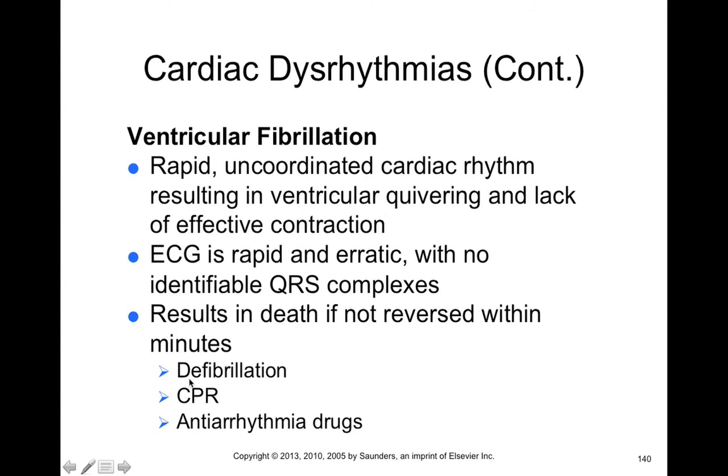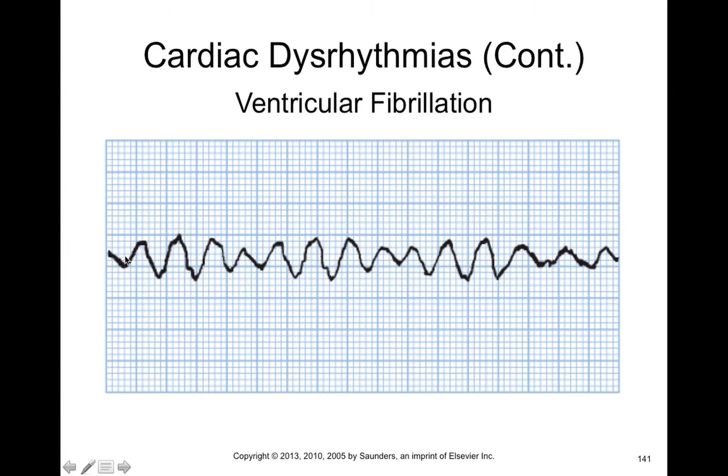So this can be fixed with defibrillation, CPR, or anti-arrhythmia drugs like calcium channel blockers. So this is what ventricular fibrillation looks like, or VFib. And VFib is actually more severe than VTach because there's just not enough ventricular contraction to increase stroke volume and cardiac output.